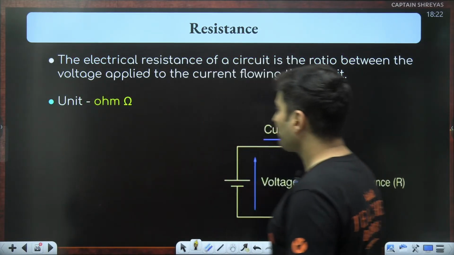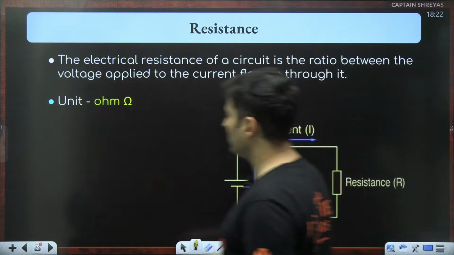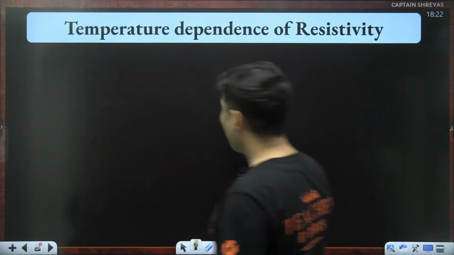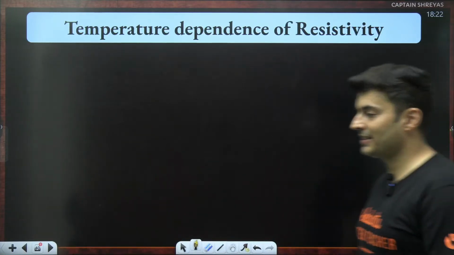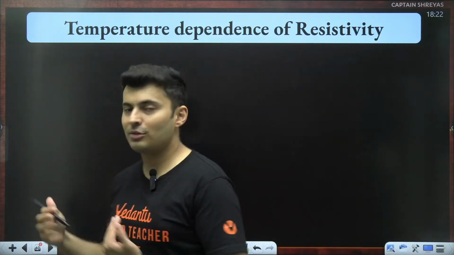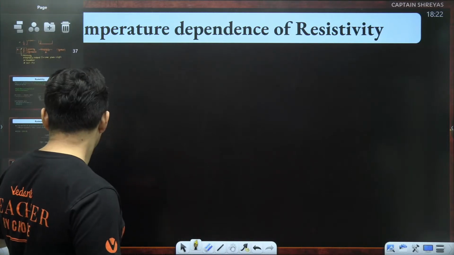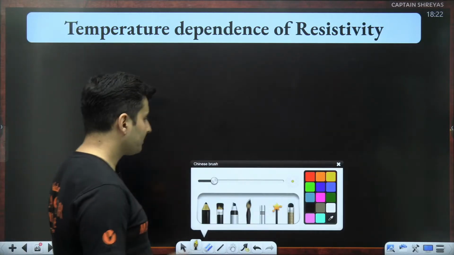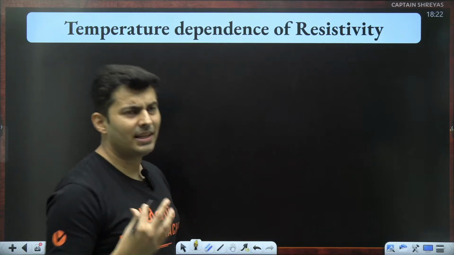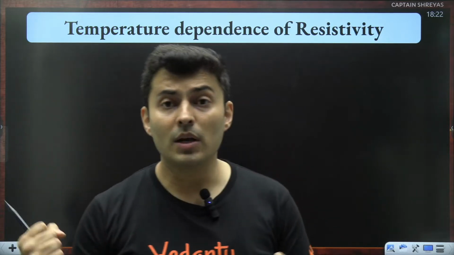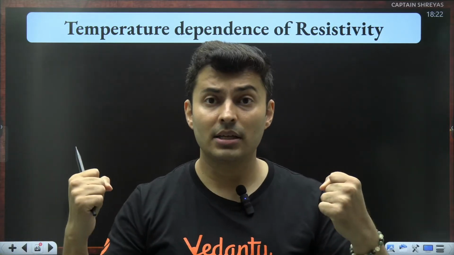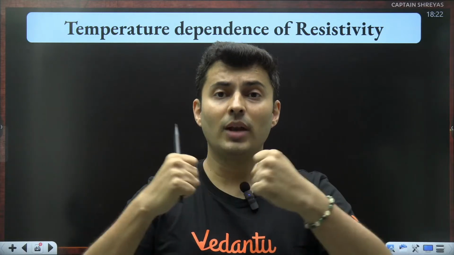Now, resistance we have already defined. All these things are done. Okay. Temperature dependence of resistance. How does resistance change with temperature? Well, let me tell you what happens. When you increase the temperature, the molecules, the electrons gain a lot of energy. They have a lot of speed. So they will collide more.